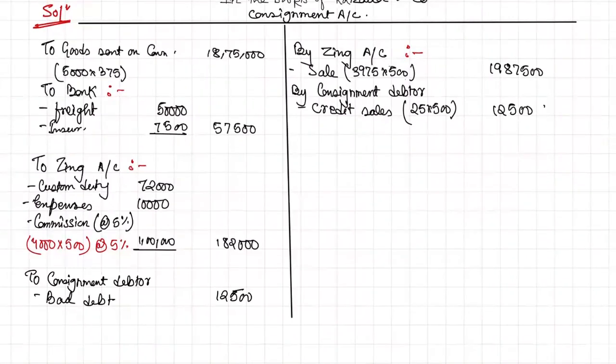Now you have to calculate. At first, you have to calculate the abnormal loss, and then we have to calculate closing stock. So working note, calculation of this lost in transit.